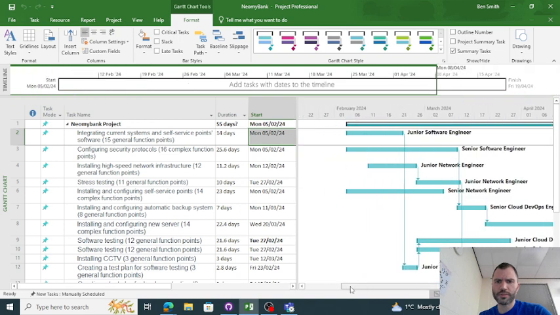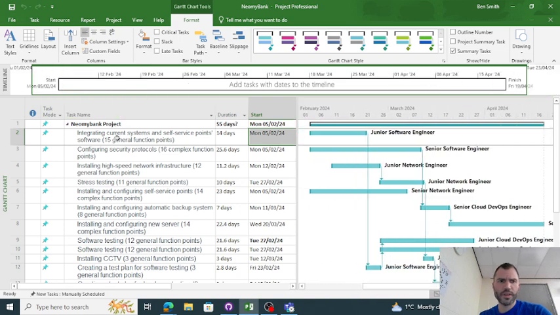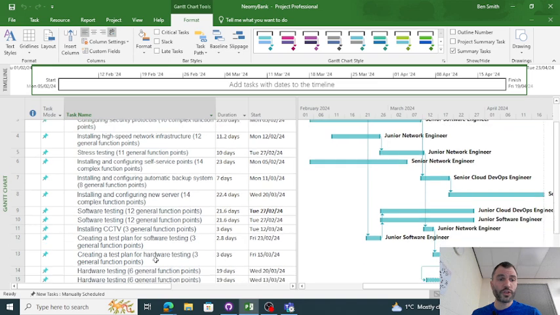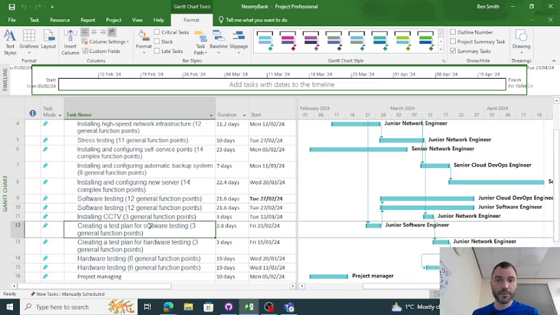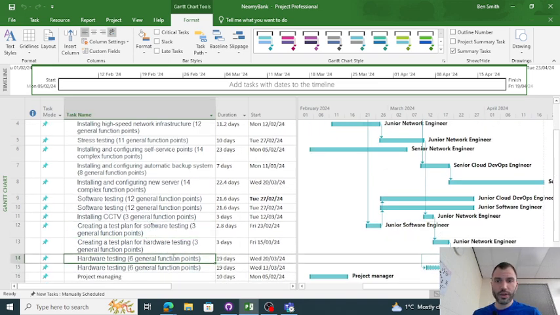This is my Gantt chart. I'm not going to demonstrate how to do this, but I'll just run through it quickly. A lot of the tasks, you've got to think on your feet a bit here, and think, where would that task come in the project? Would it come at the beginning? Would it come at the end? Does something else need to happen before it? So for example, creating a test plan has got to come before you do the testing. So creating a test plan for hardware has to come before the hardware testing.